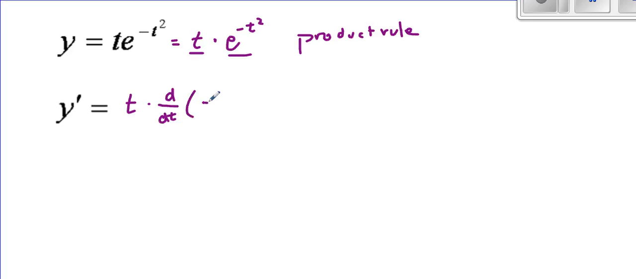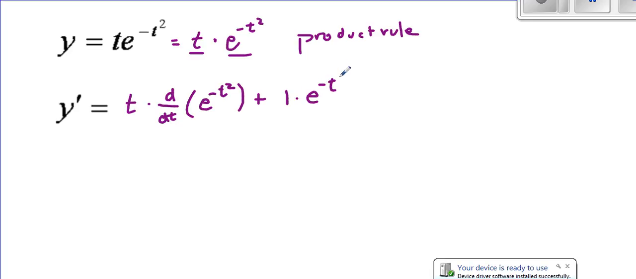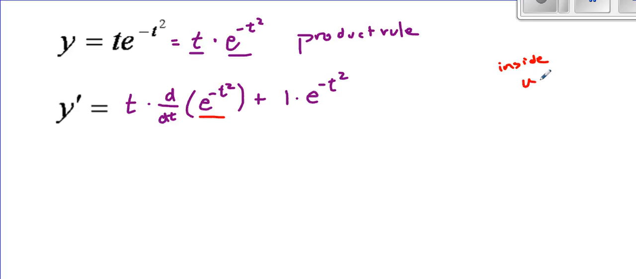So d dt of e to the negative t squared, plus, and now we'll take the derivative of t, which is just 1, and leave e to the negative t squared alone. All right, now let's explore right here, what is the derivative of e to the negative t squared? So we got to think about what is our inside function and our outside function. So our inside function, sometimes we use the letter u for it, is negative t squared, which means our outside function is simply going to be e to the u. So with that in our heads, we're ready to take that derivative.